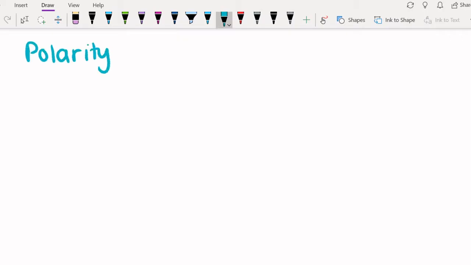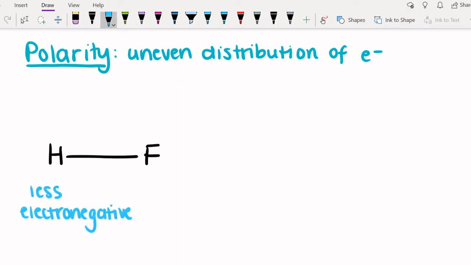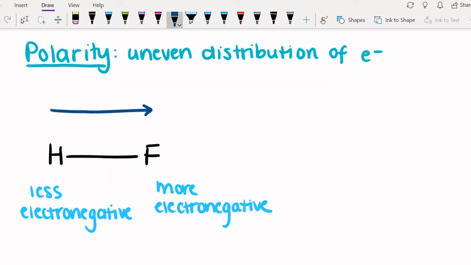To understand IMFs, you first need to understand polarity. Polarity occurs when electrons are unevenly distributed in a molecule. In hydrogen fluoride, fluorine is much more electronegative than hydrogen. So, fluorine will pull electrons toward it. The electrons will spend more time near fluorine than near hydrogen, creating an uneven distribution of electrons.